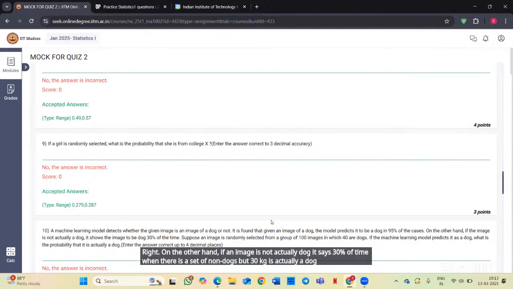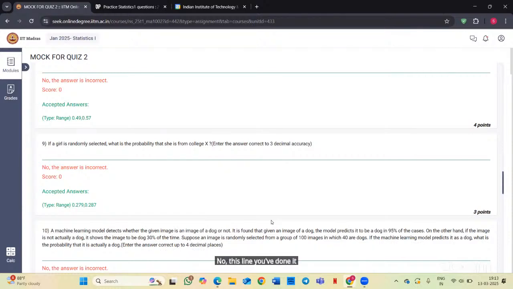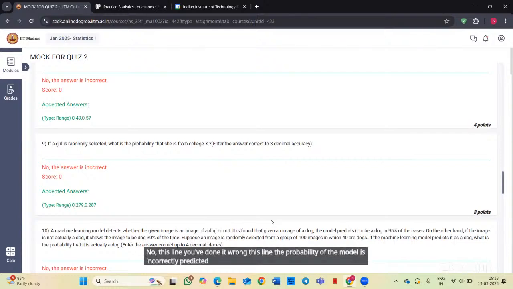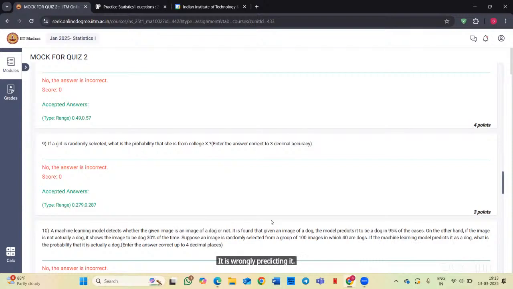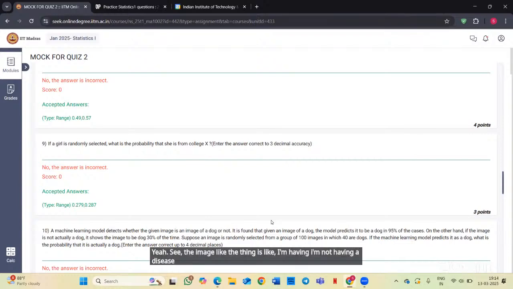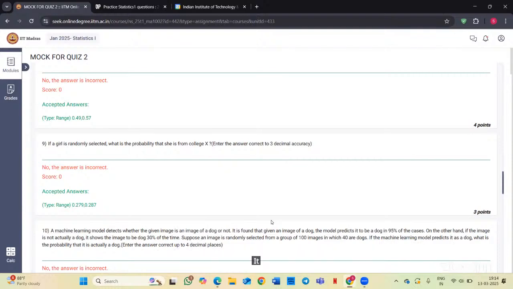So no, this line you have done wrong. This line: the probability that the model incorrectly predicts a dog when it is not actually a dog. It is wrongly predicting it. See, this line: on the other hand, if the image is not actually a dog. Yeah. The thing is like I'm not having a disease, but the machine is predicting that I'm having a disease. It's the same case. It's not actually a dog, but it's predicting wrong. It's predicting that it's a dog. So yes, in 30% of cases, right?